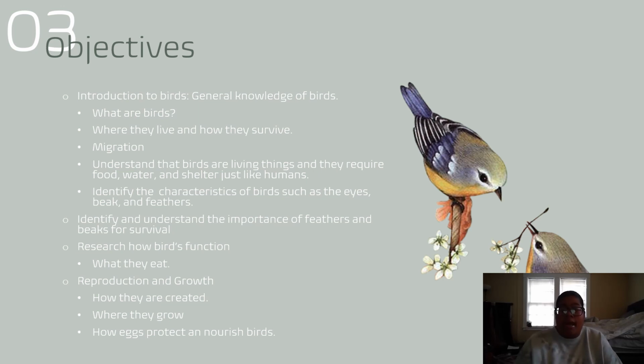Also, identifying the importance of feathers and beaks for survival, being able to research how birds function, what they eat, reproduction and growth, how they are created, where they grow, how eggs protect and nourish birds.